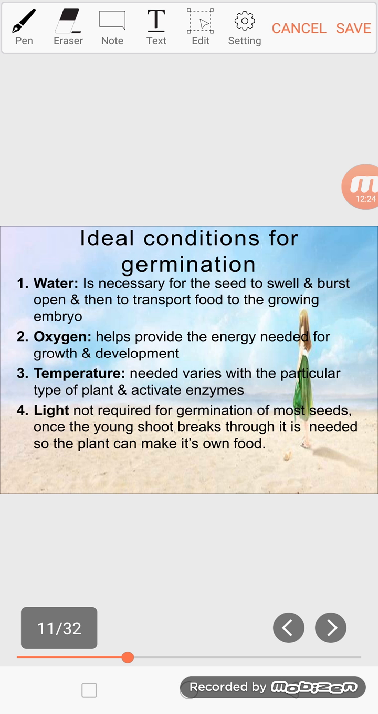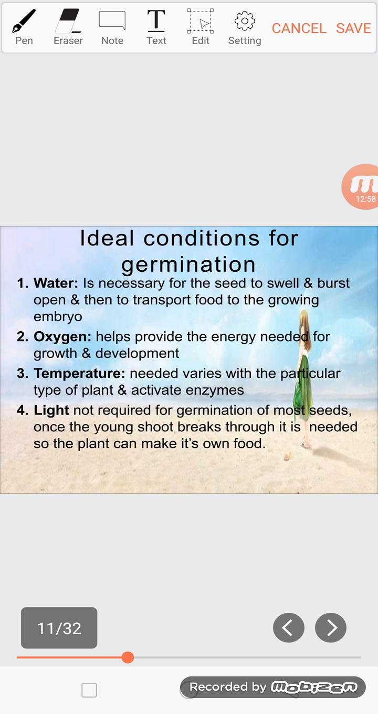Oxygen, we know all living things need oxygen. Temperature, to activate the enzymes that help the growth and development. Light, okay, so that is why light had an asterisk, because it is not directly involved in the germination of the seeds. But once the young shoot breaks through, light is needed. Because once it has come out of its seed, then they are on their own.